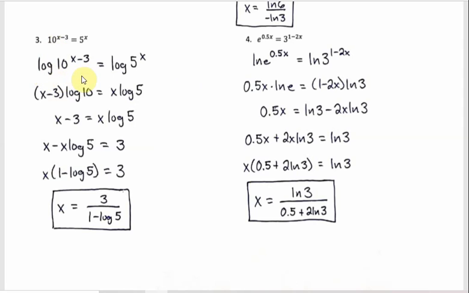Because then if you take the base 10 log of both sides, you can bring both exponents out front, which is what happens down here. But then on the left side, you have x minus 3 times the log of 10. But the log of 10 is 1.